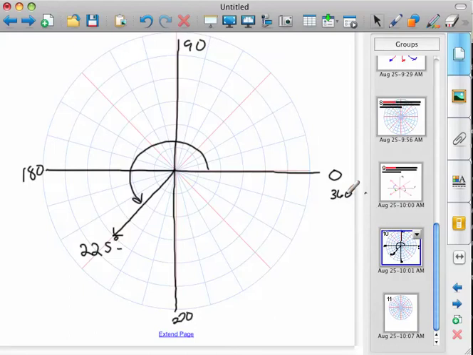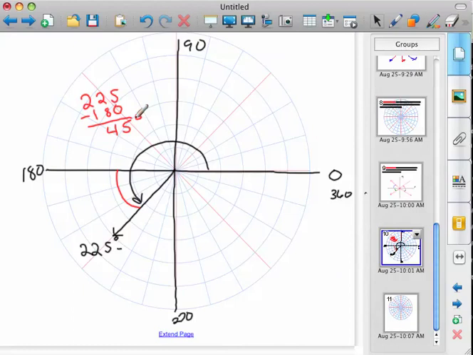Okay, so our reference angle in this case would be right here, and so you take 225 minus 180, which would be 45 degrees. So there's your reference angle.